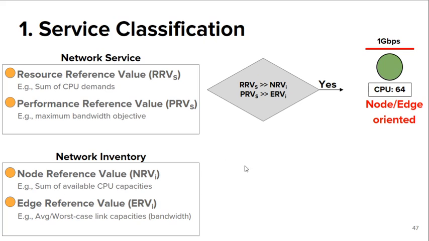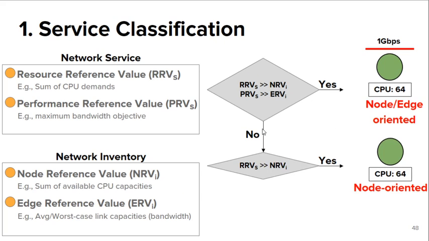Then we compare those values to determine if node and/or edge are relevant for the placement. For example, if the performance and resource reference values are greater than the node and edge reference values, it means that the node and edge capacities in the network inventory are under-provisioned. Therefore, node and edge are relevant for the placement, and the service is classified as node and edge oriented.